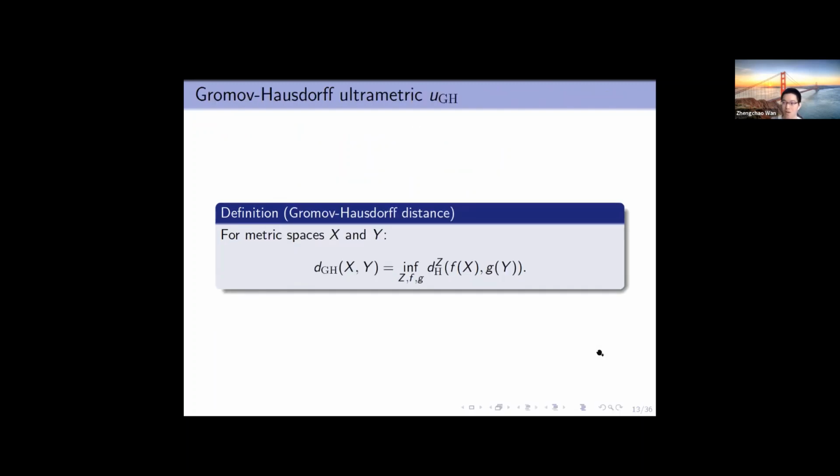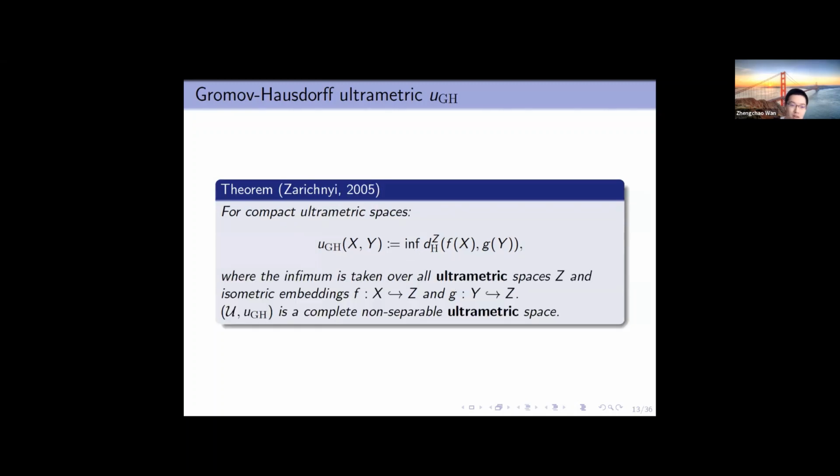We also found something special when P equals infinity. So recall the definition of the Gromov-Hausdorff distance. It is defined by infimizing the Hausdorff distances over all ambient metric spaces and isometric embeddings. When the input spaces are ultrametric spaces, we originally studied the quantity u_GH by modifying the previous formula, restricting the infimum to be over the set of all ultrametric ambient spaces instead of all metric spaces. And this new quantity u_GH turns out to be an ultrametric on the space of all compact ultrametric spaces. That's something very interesting.